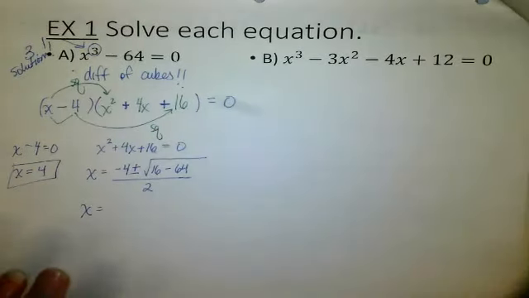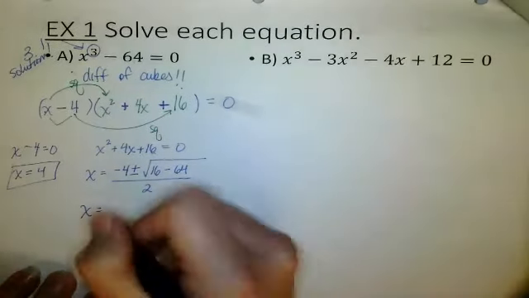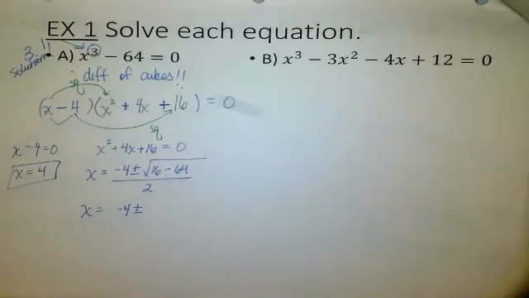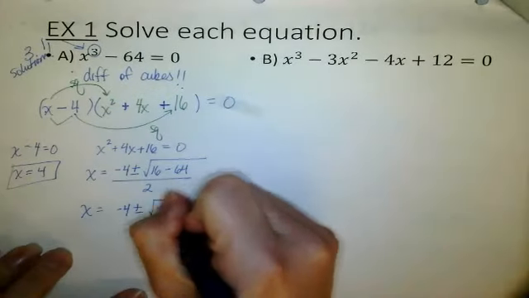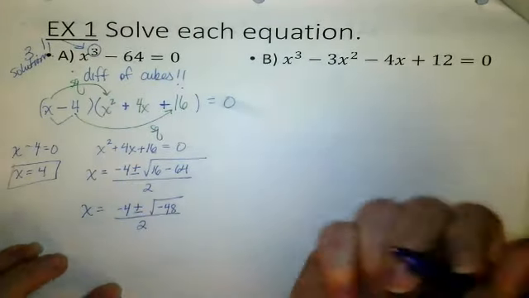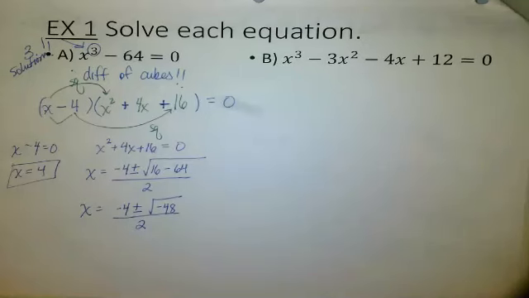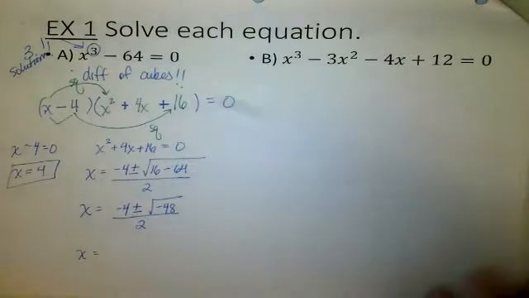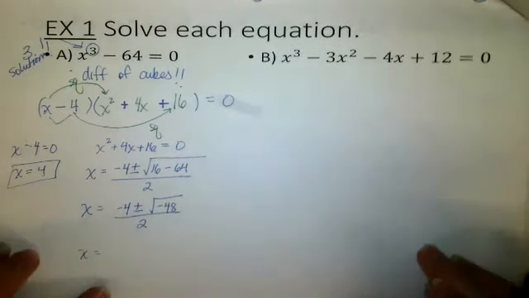Dang, I totally forgot. All right, let's see. 16 minus 64 is negative 48. Does anyone have any questions about my 16 and my negative 64? It is imaginary. This is why it doesn't factor, because it's imaginary.